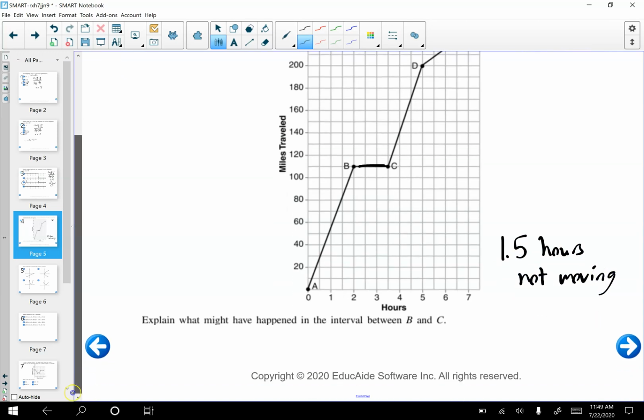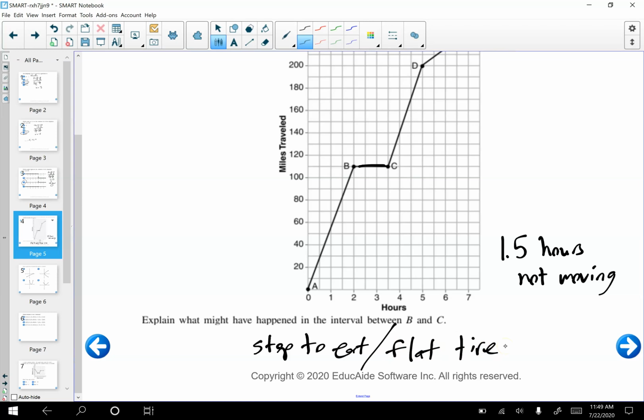Okay, and there's a couple things that I would say work for this. One, you could say he stopped to eat. Okay, stop to eat definitely works. Maybe you could say he got a flat tire. All right, there was something wrong with his car. He had car problems. Okay, those things make sense for his car not moving for about an hour and a half. Okay, so remember, those flat horizontal lines usually represent the fact that you are not moving for some reason.